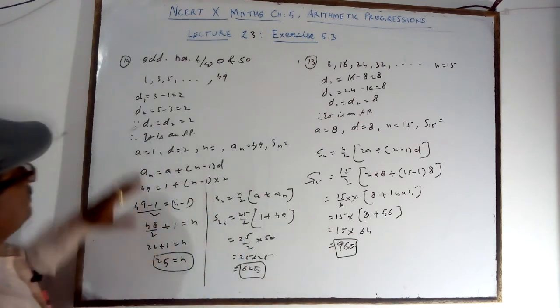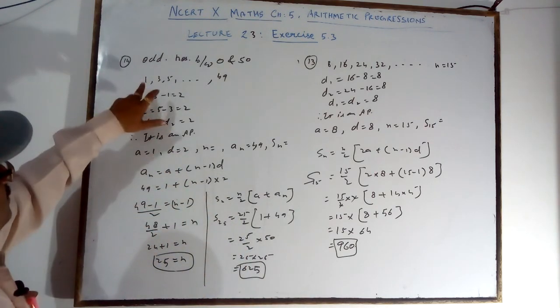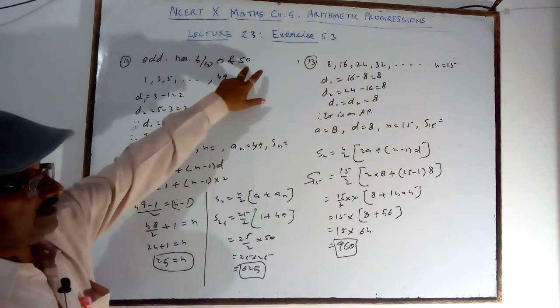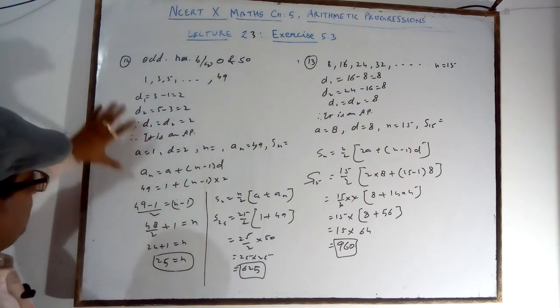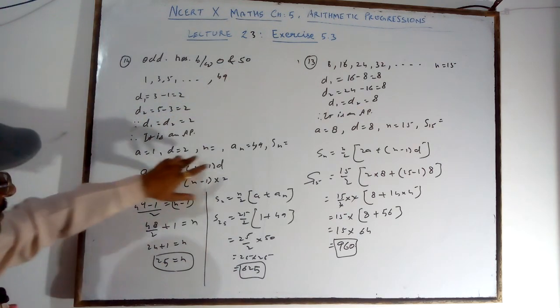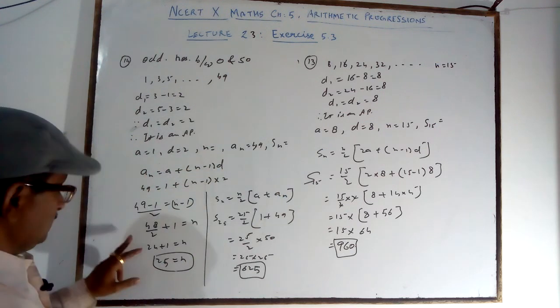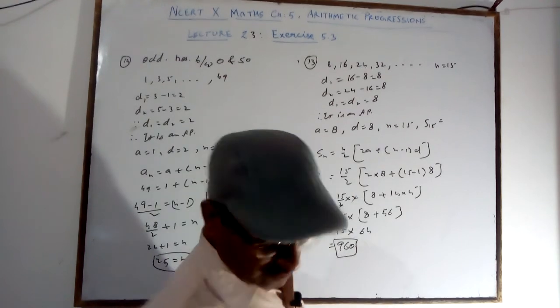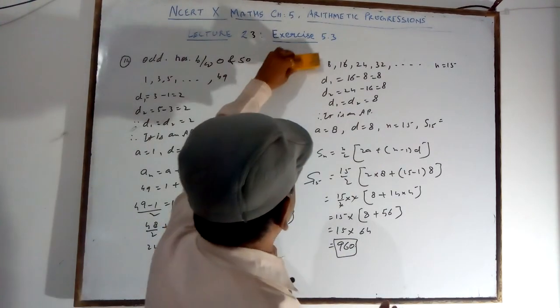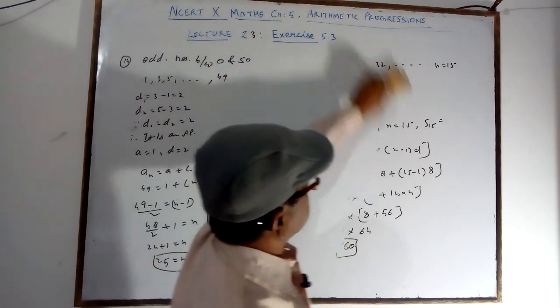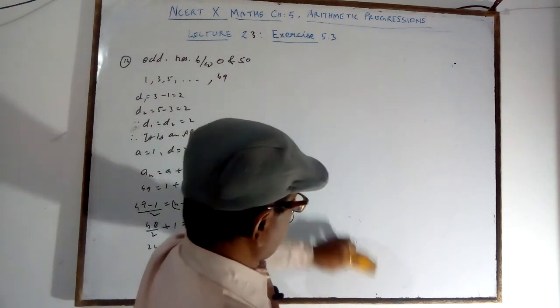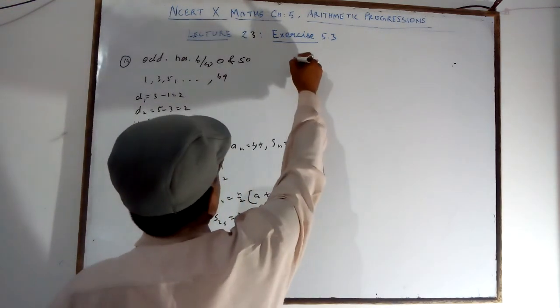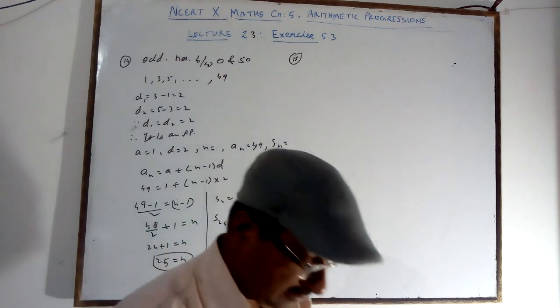Very simple, you see that. What is given? First term 1 and last term 49, which are odd numbers, and you are getting A, D, N, An, and Sn you want. So the A plus An formula you will apply. Now question number 15, you will see. In question number 15, what is given?